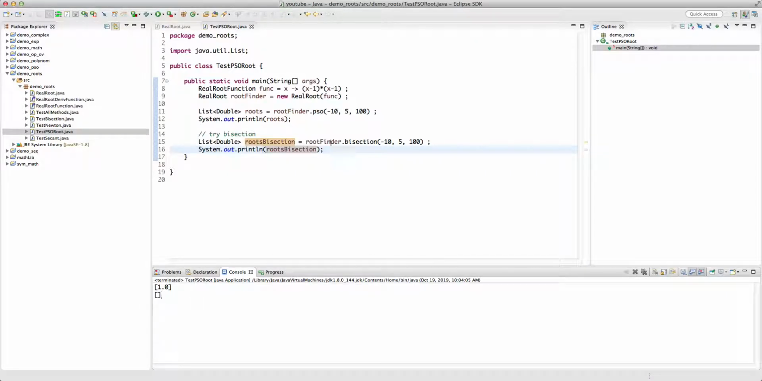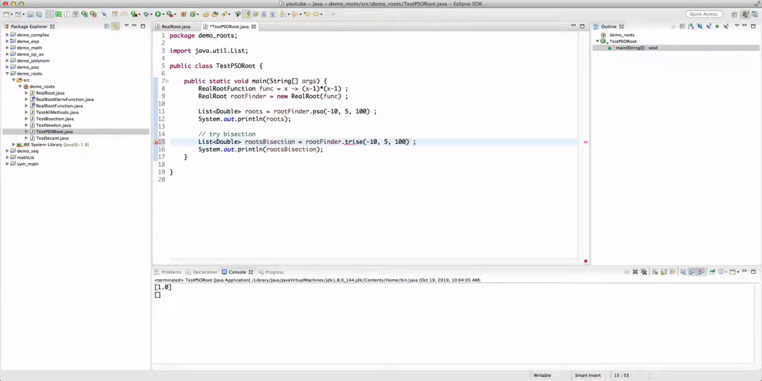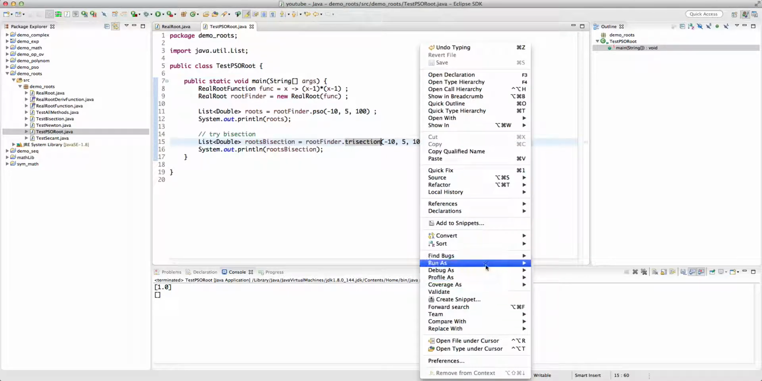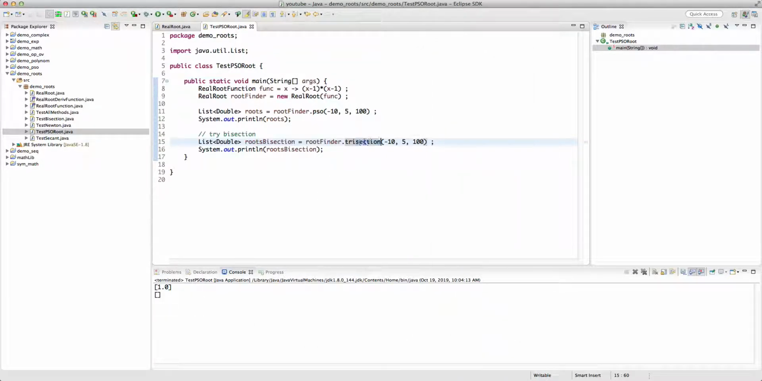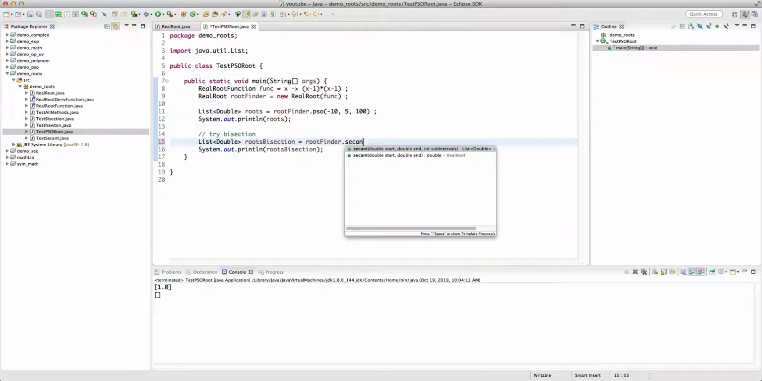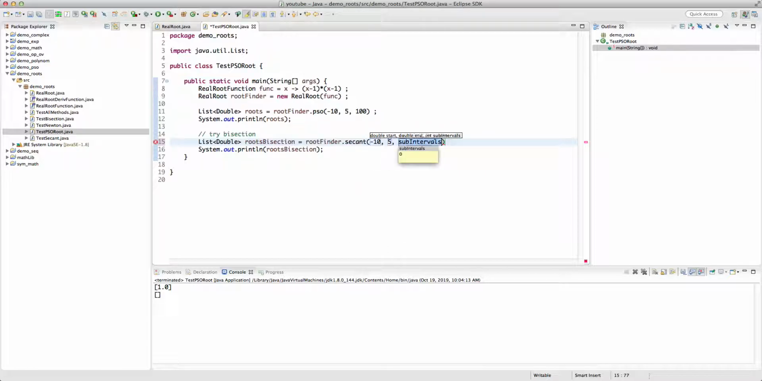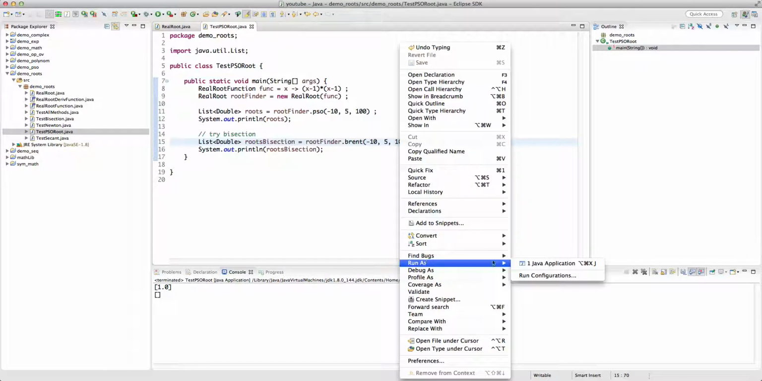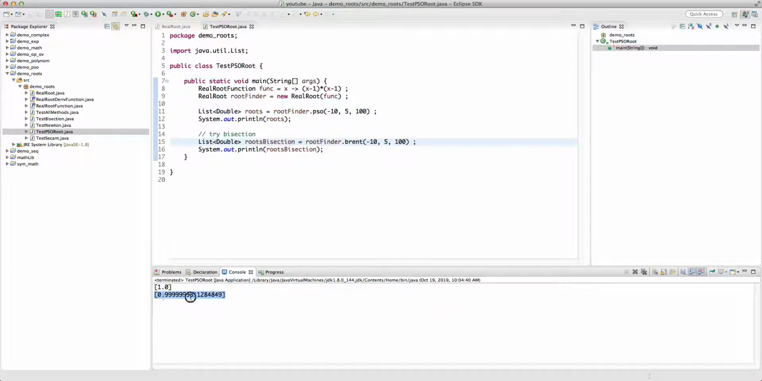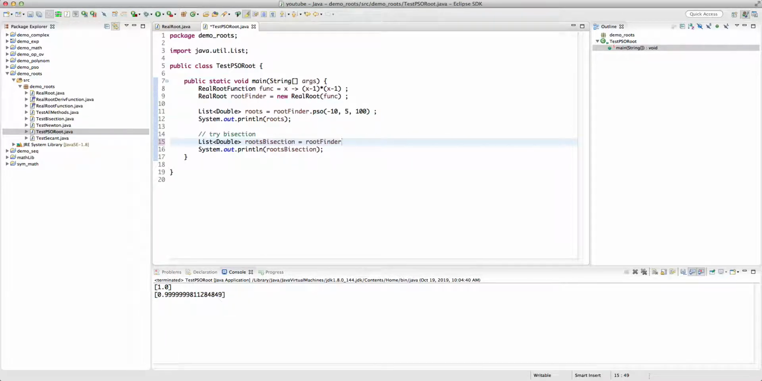Yeah, so the bisection fails. We can do trisection. Still fails. We can do other methods. Secant, -10 to 5, 100 subintervals. Secant fails. We can do Brent. Now we have a lot of hopes for Brent, so Brent most likely can find it. Let's see. Yes, Brent is able to find it. Let's test Newton.